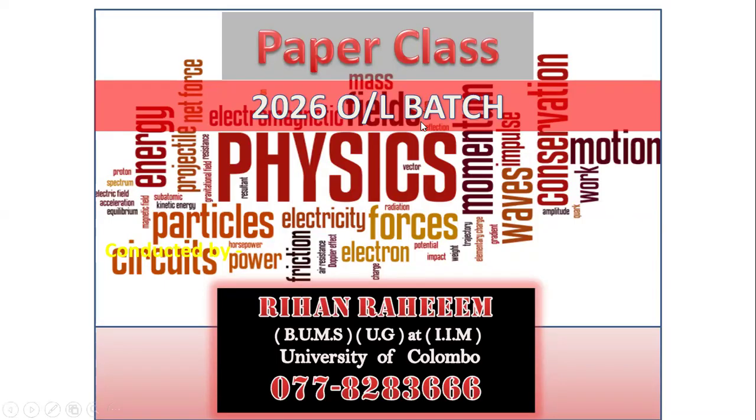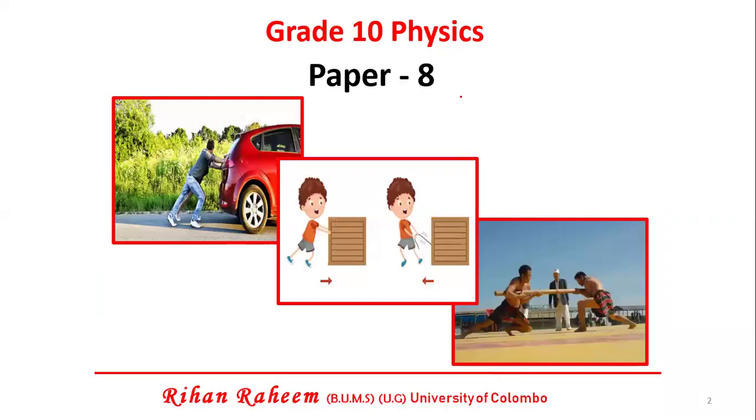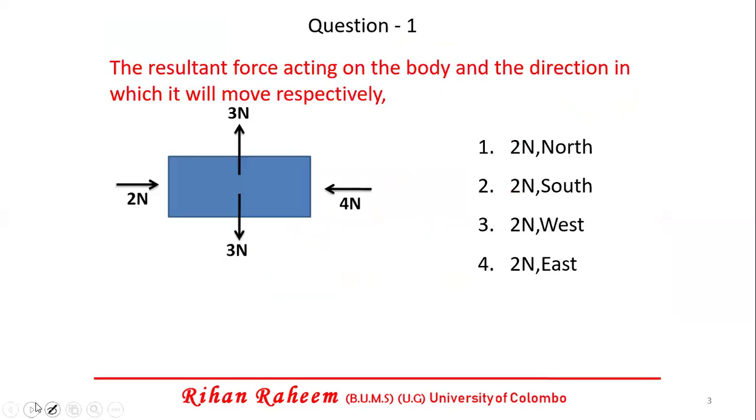So let's go into the discussion. This is related to a very simple lesson, resultant and equilibrium. It's a physics lesson, and out of the physics lessons, one of the easiest is related to resultant, equilibrium, and turning effects of force. I have not put those questions. Those three lessons are very easy lessons. You can score the marks from them. Okay, the resultant force acting, question number one: the resultant force acting on the body and the direction in which it moves respectively in this given situation.